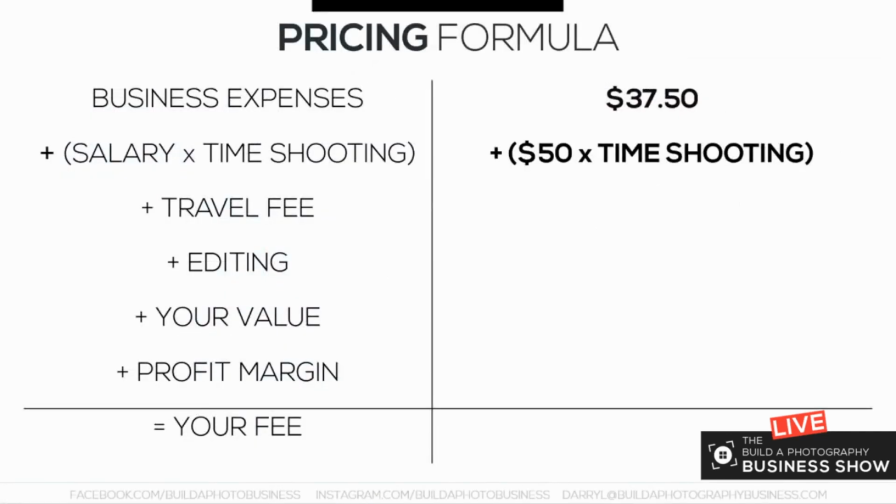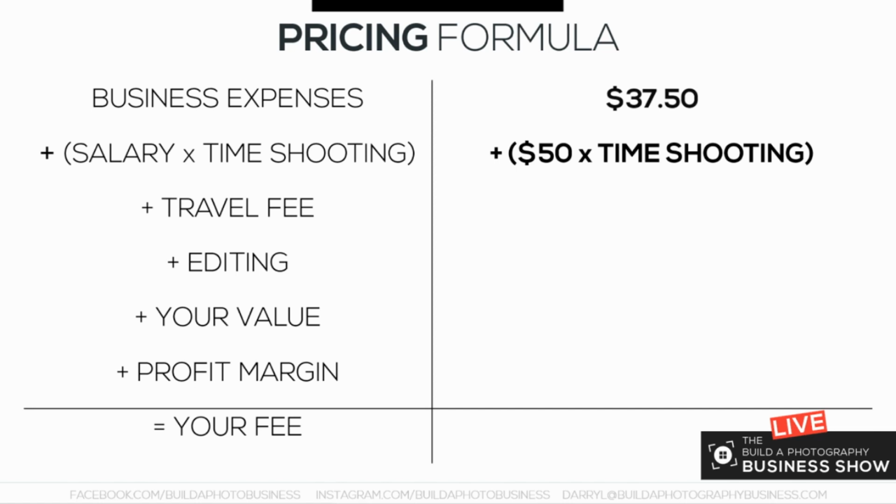So your salary equals $50 multiplied by however long it takes you on site to do each type of photo shoot that you do. So ultimately, this value will vary. If it's a 1 hour shoot, then you add $50. If it's a 4 hour shoot, you add $200. Okay, does that make sense so far?